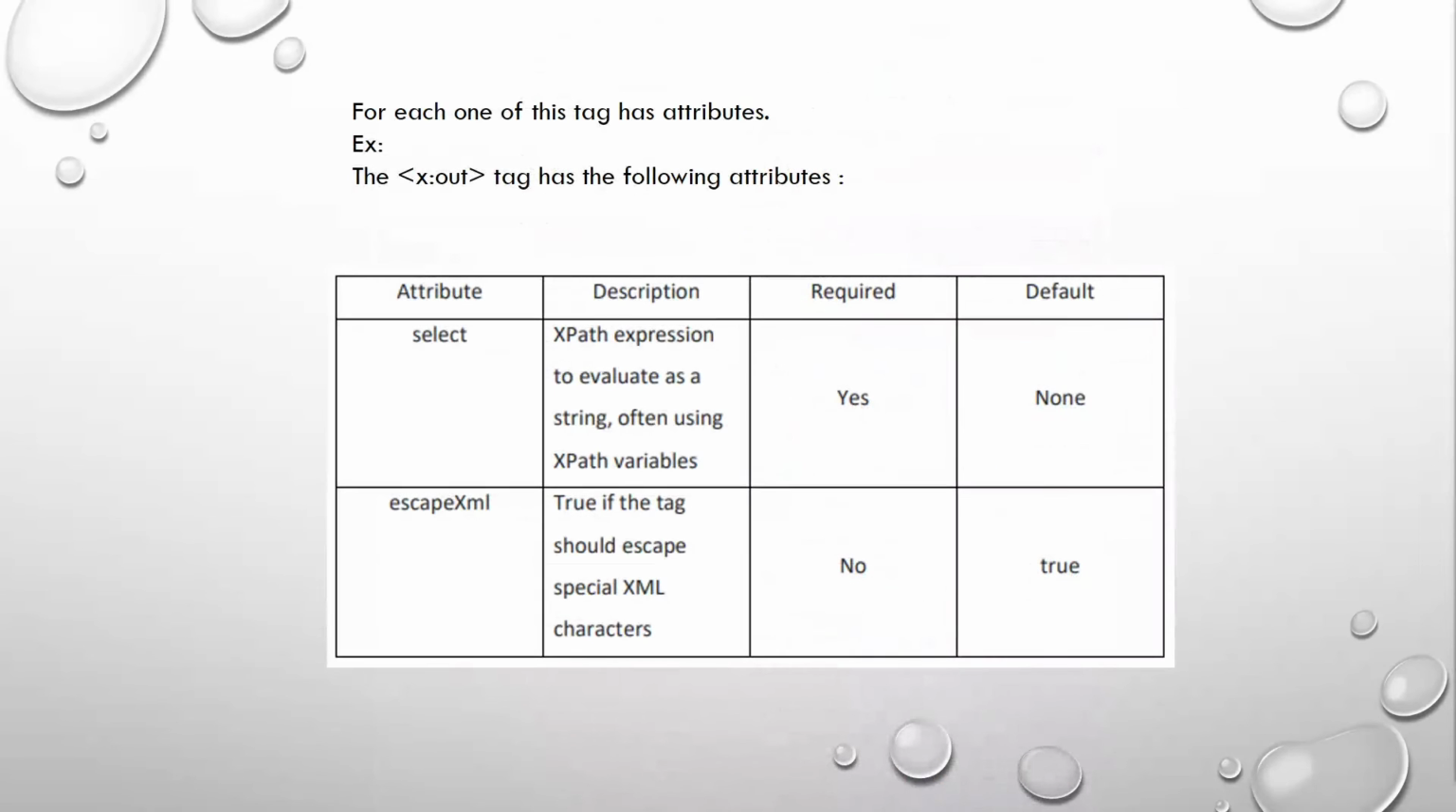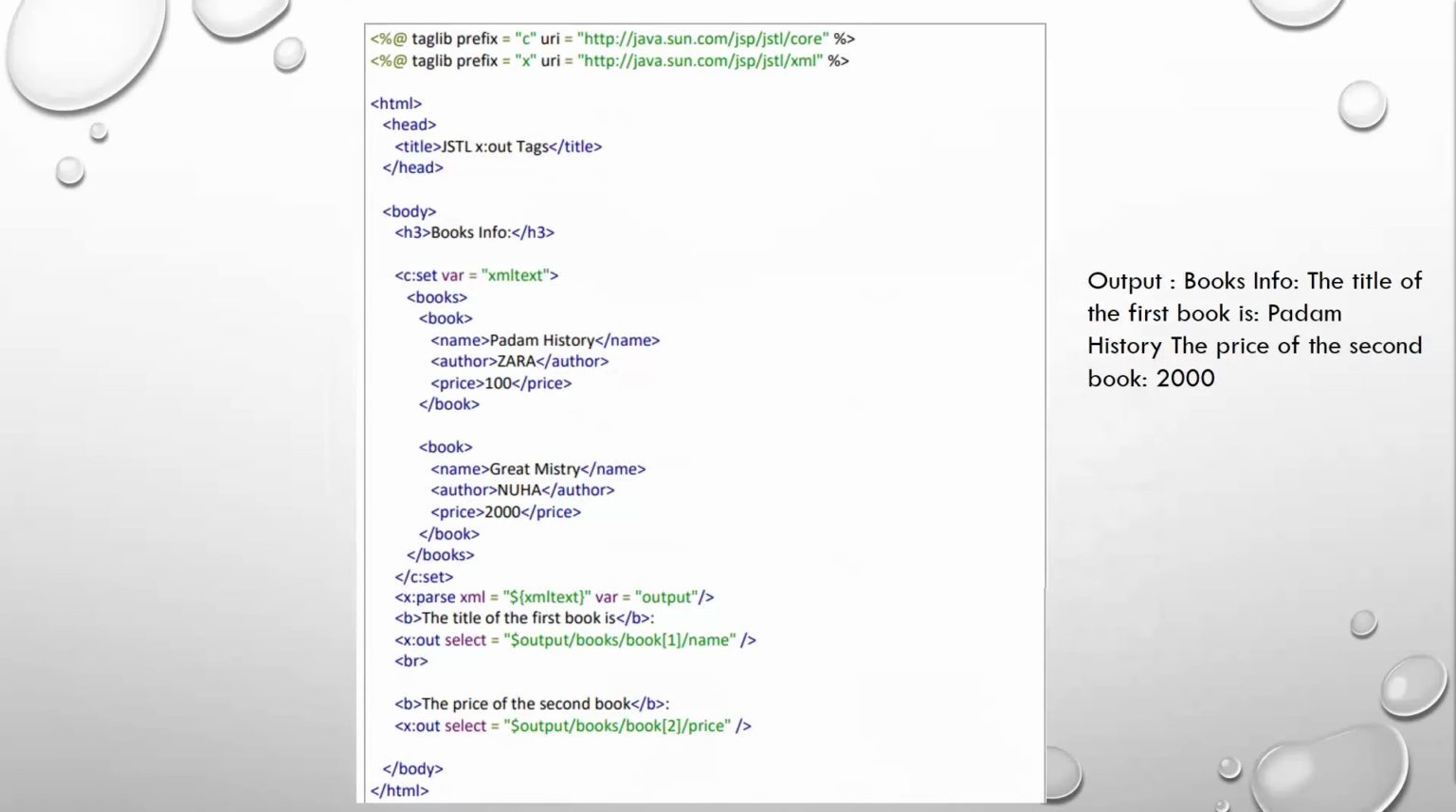Each one of these tags has attributes. For example, the x:out tag has the following attributes. So here is the table of attribute, description, required and default. And here is the example code for it. And also there is the output of this code.